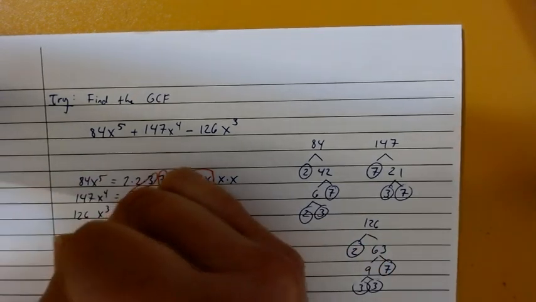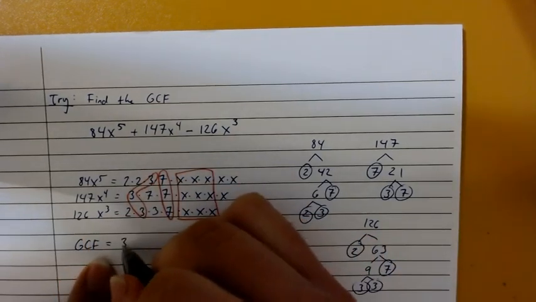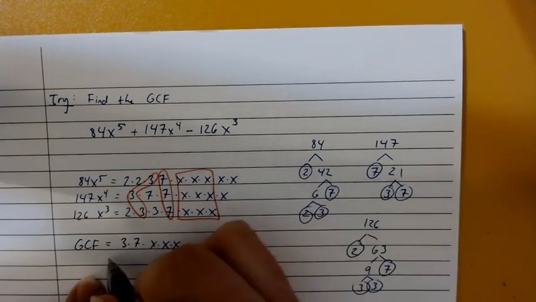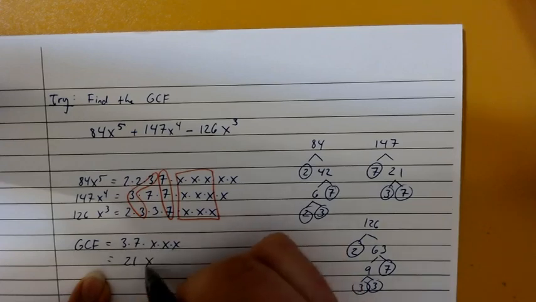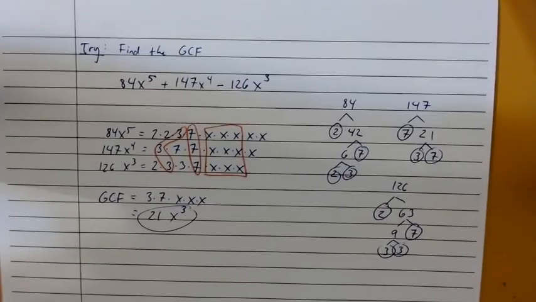So then our greatest common factor is equal to 3 times 7 times x times x times x. Or in other words, it's 21x to the third power. And that makes us happy. That's our greatest common factor.